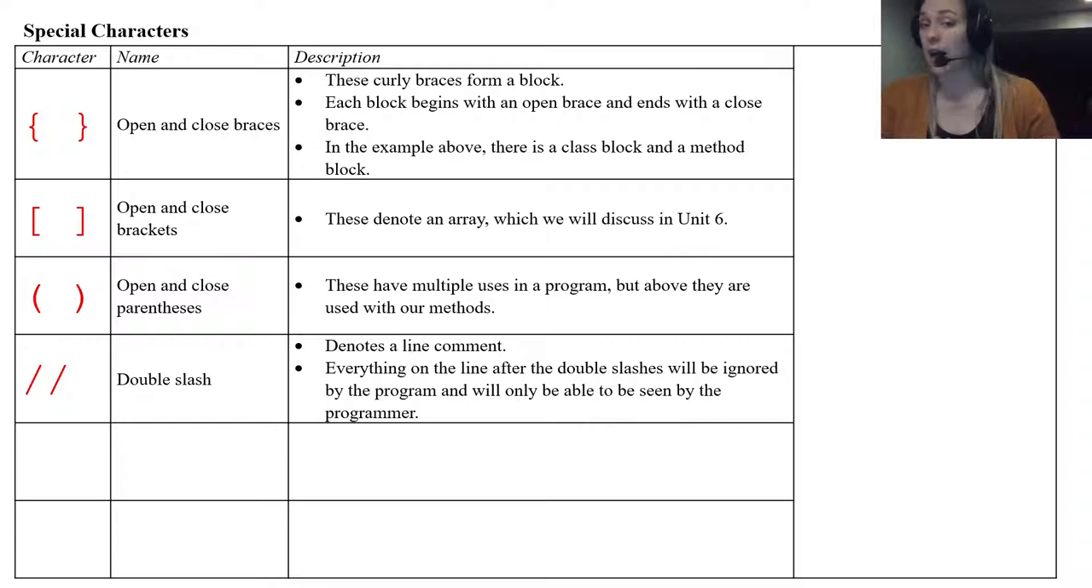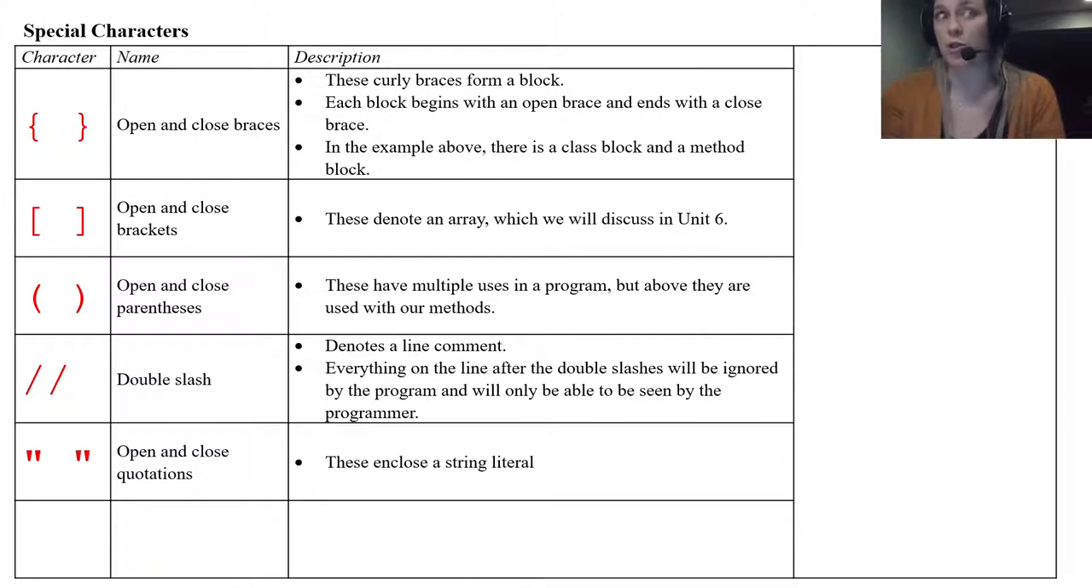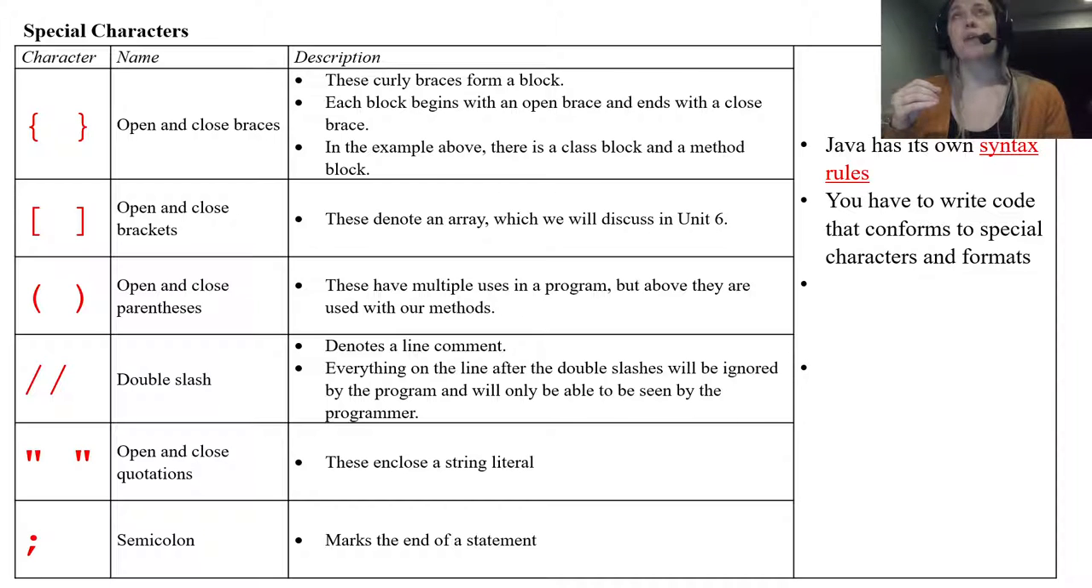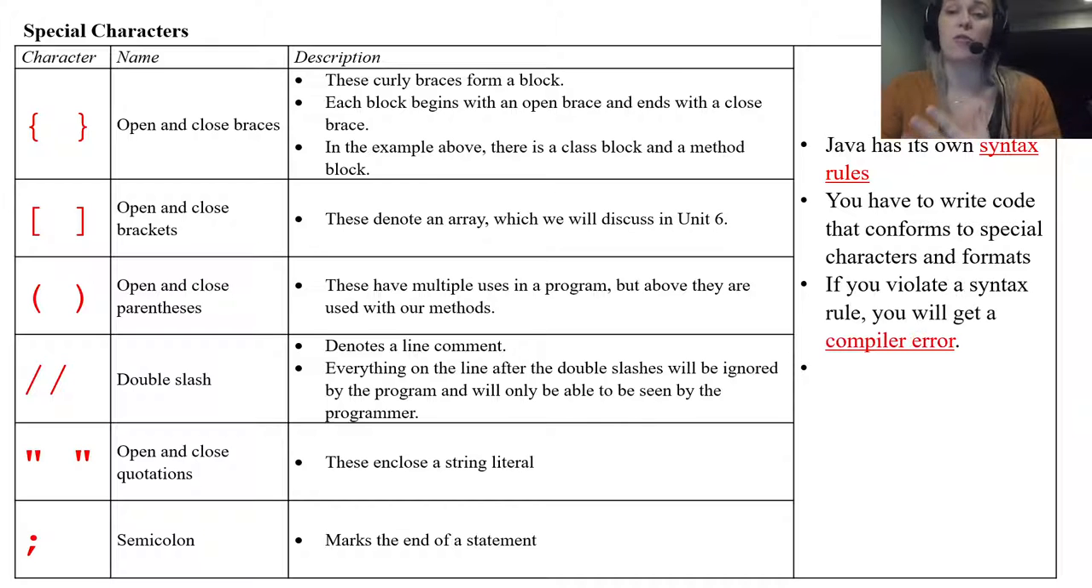The double slash was a line comment. Everything on the line after the double slashes is ignored by the program, okay? And you can only see them from the programmer's perspective. Those quotation marks enclose a string literal, and the semicolon marks the end of a statement. Okay. So all of these build into what we call syntax rules. Syntax rules are when you have to write code that conforms to special characters and formats. You have to write your code in a way that the computer can understand and execute that code. And the way you write it is called syntax, and you have to conform to the rules.